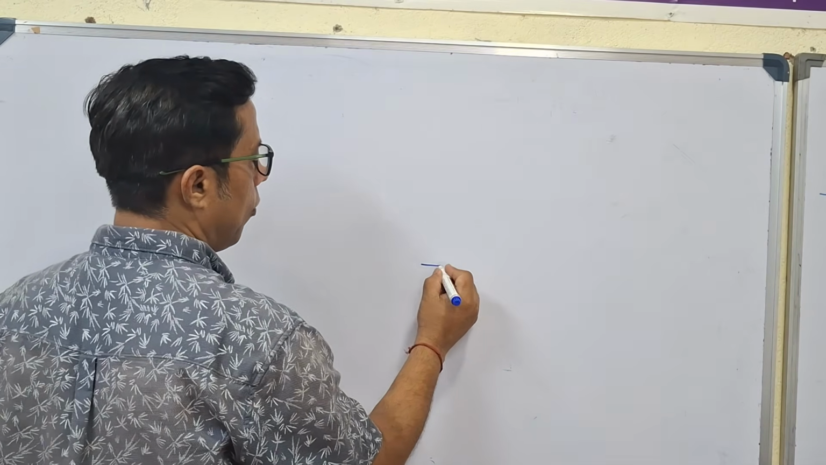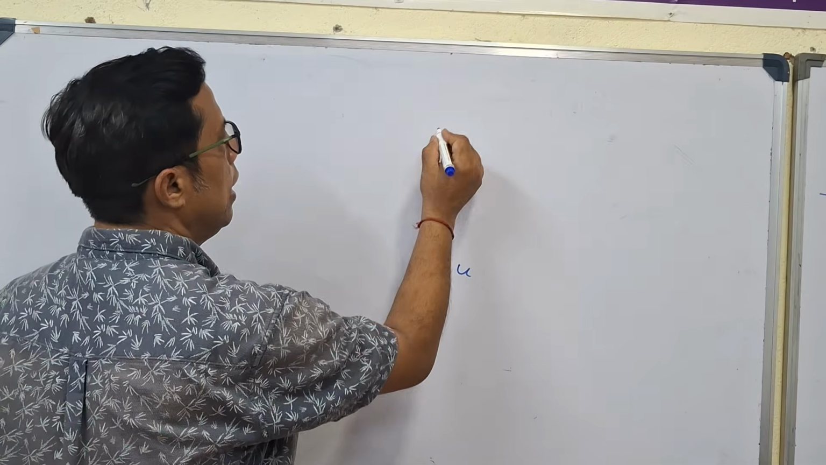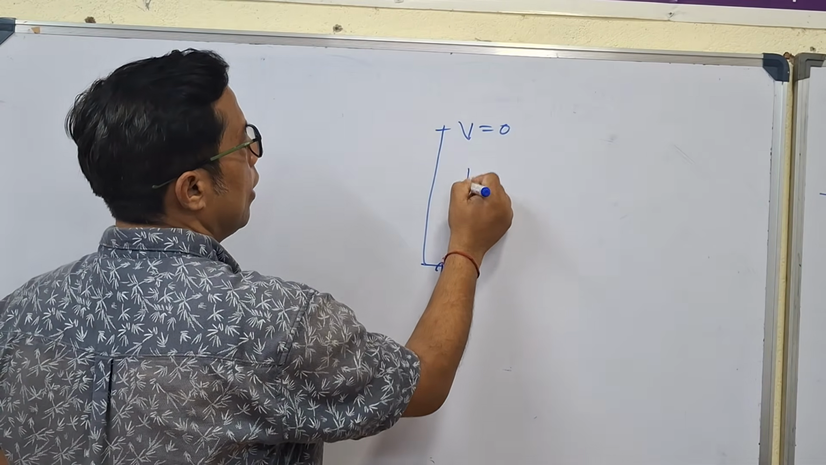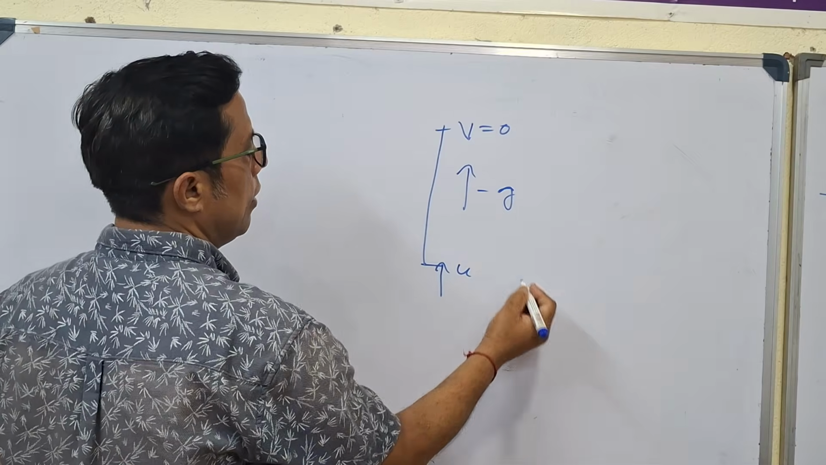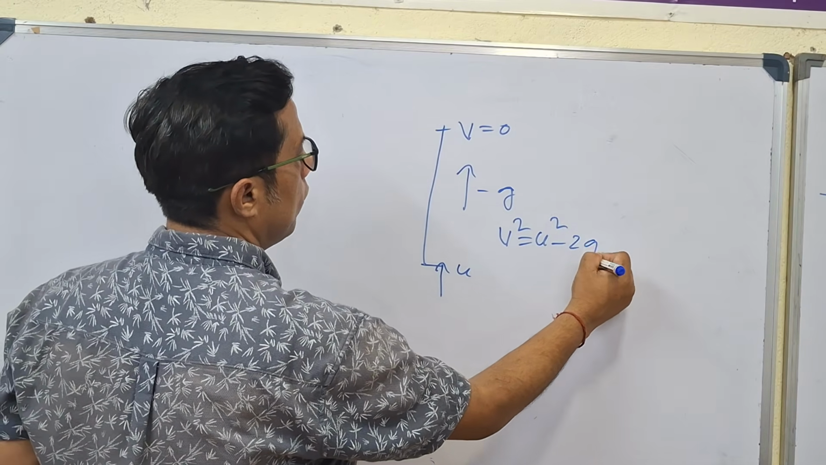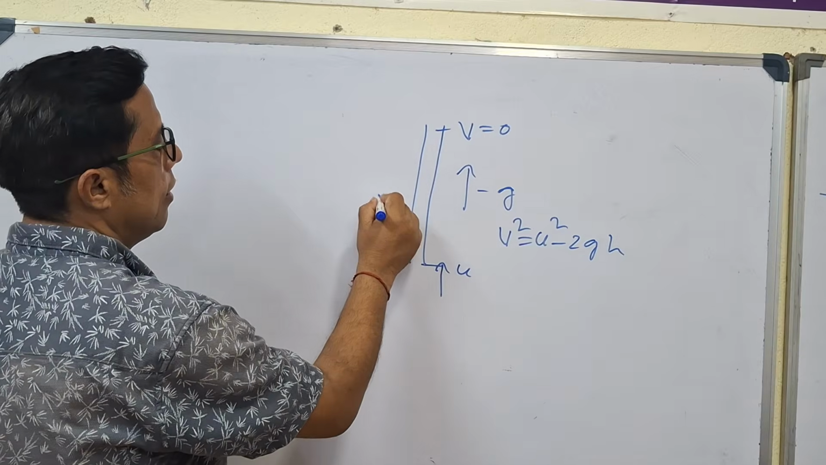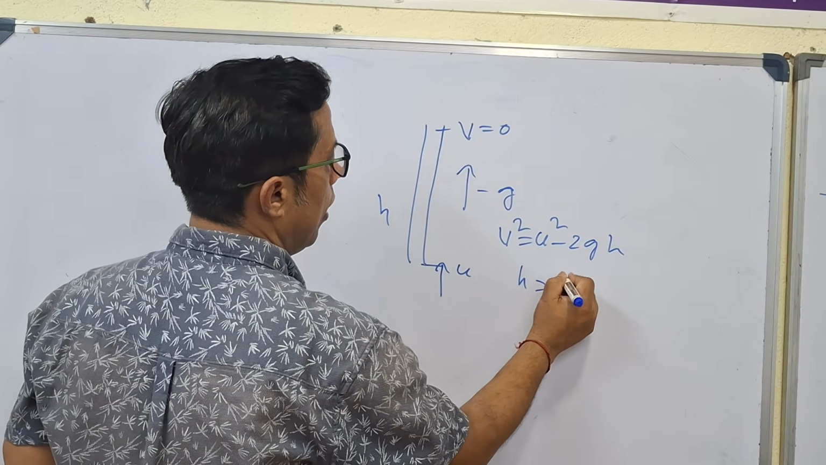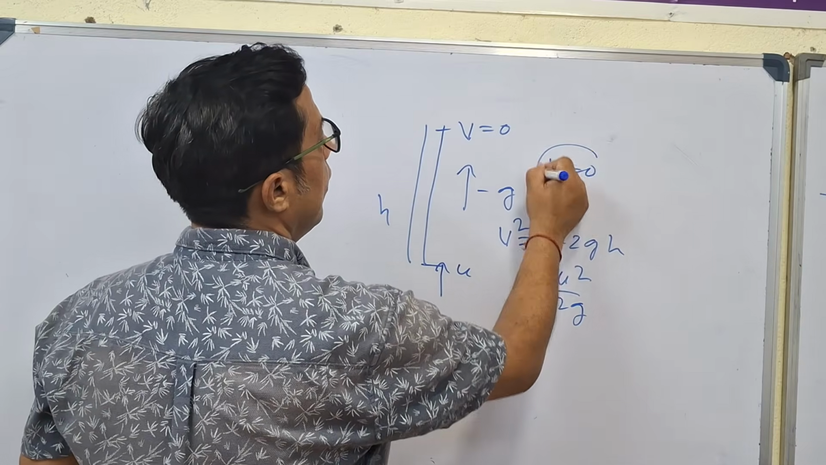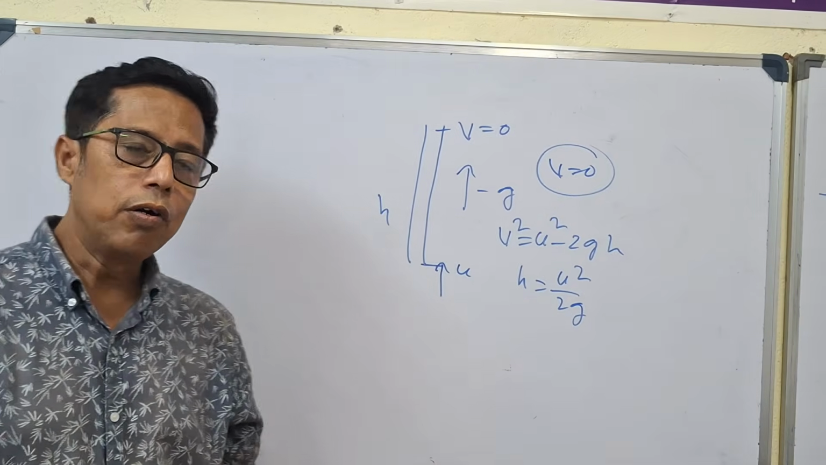Let's say you have the ball here, you have thrown it with velocity u, it has reached here with final velocity v, and the upward acceleration is minus g. So the equation will be v² = u² − 2gh. Let the height be h. So h will be u²/2g because v is 0. So this is the formula.